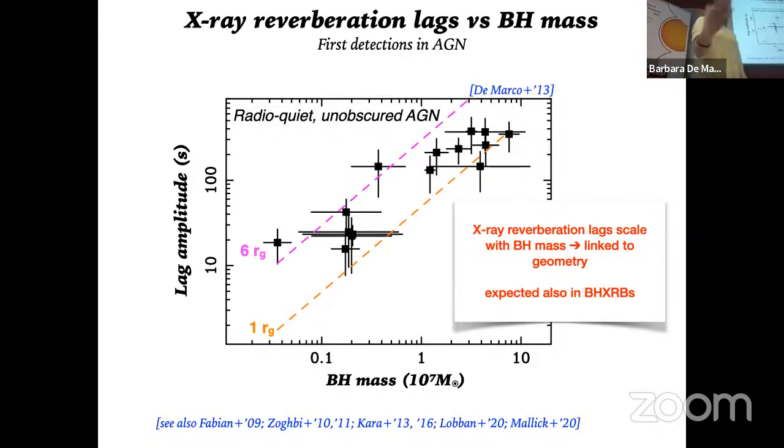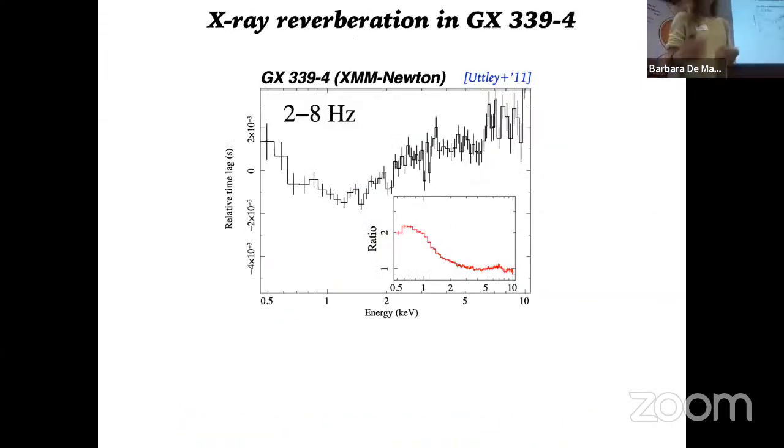So one expectation that we have is that the same lags should be observable also in black hole binary systems. So this relation here should scale down to black hole binaries. And this was actually possible. Thanks to the sensitivity of XMM-Newton in the soft X-ray band, it was possible to measure the first evidence of X-ray reverberation in a black hole binary. The first study was done by Phil Uttley on the black hole binary GX 339-4.